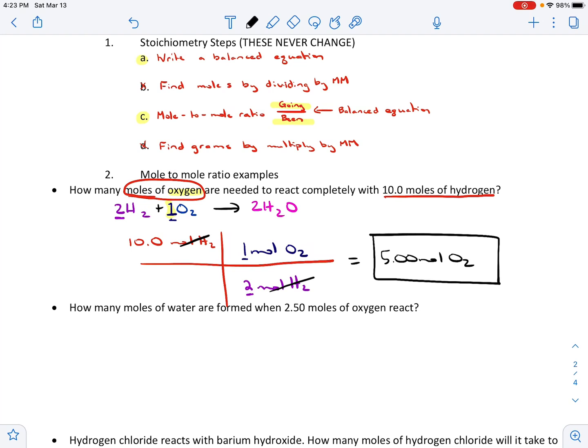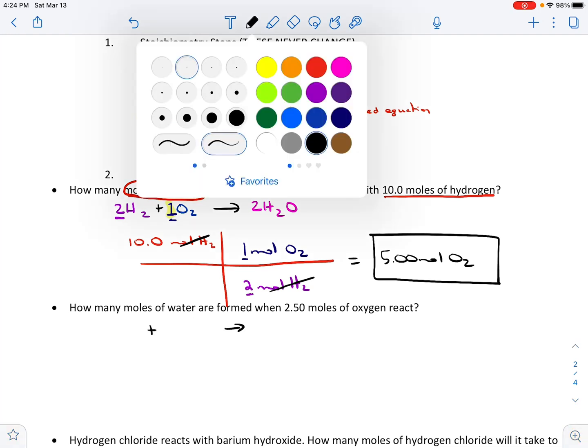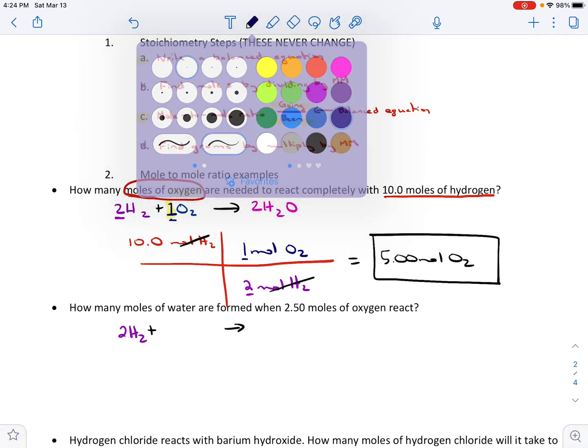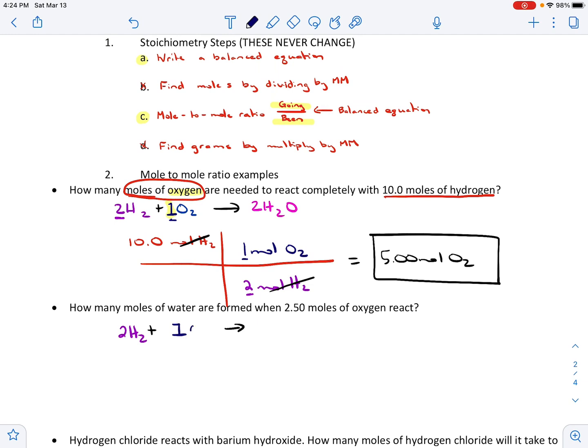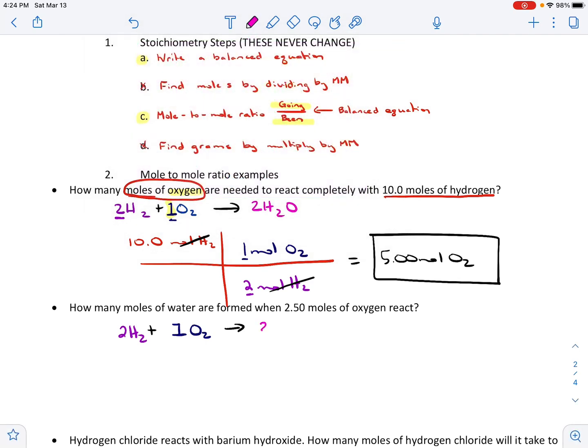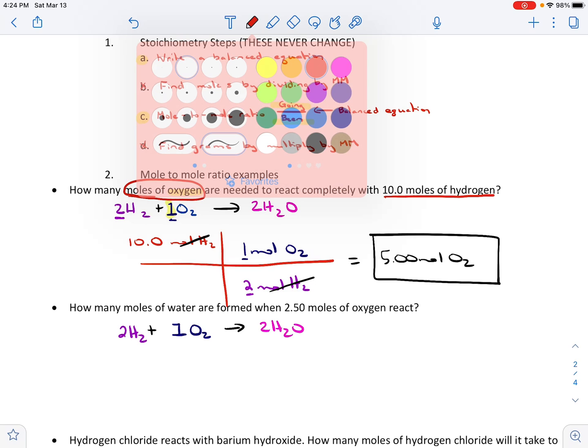Now, if we look at this next one, it says how many moles of water are formed from 2.5 moles of oxygen react. That's our same reaction. So we have that same reaction. So I'm going to copy it down just real quickly and keep my colors the same there. Sorry, my one looks a little rough, but hopefully we'll be all right. 2H2O. Okay, so now let's go back through and kind of look at what we got.